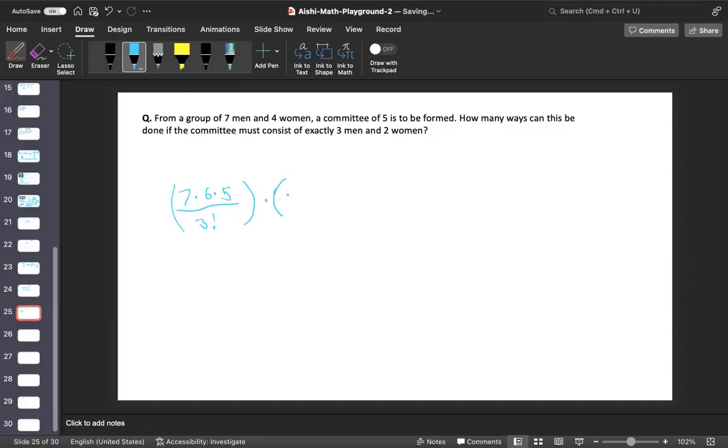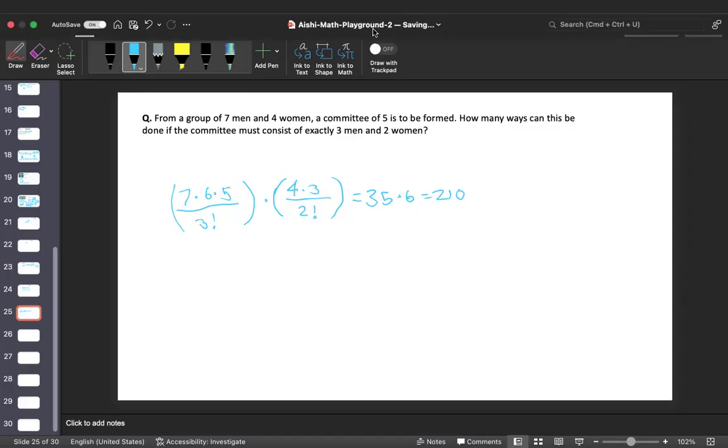Then we have to multiply by the women. We have 4 women. We have to choose 2 women out of 4. So for the first woman, we have 4 choices. For the second woman, we have 3 choices, divided by 2 factorial, because the women can arrange between themselves in 2 factorial ways. And again, this is combination, so the order does not matter. So we end up with 35 times 6, which is 210. Okay, finally we ended up with a combinations question.